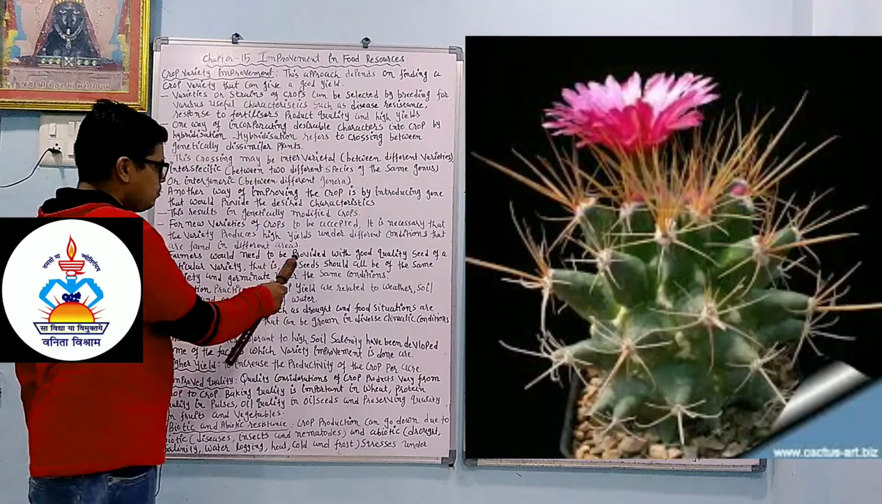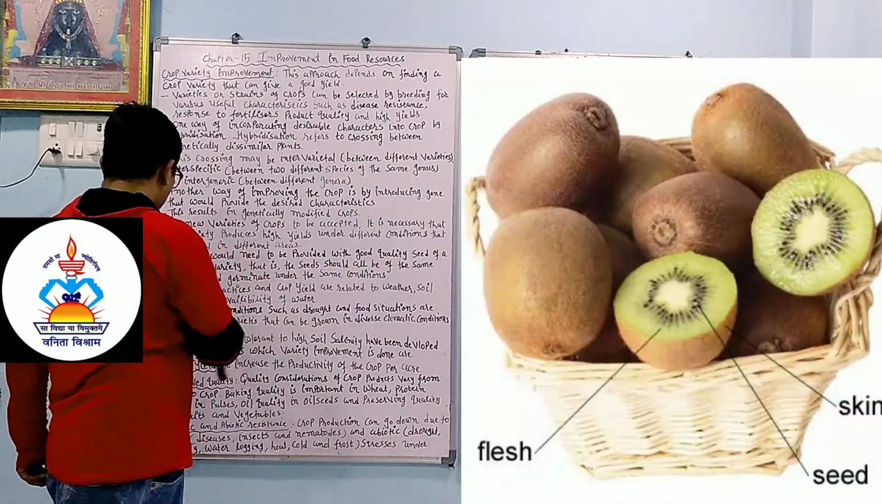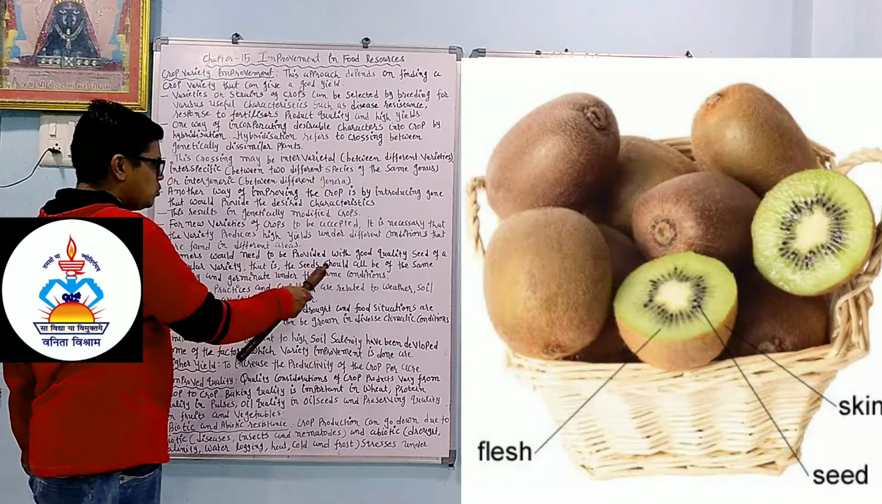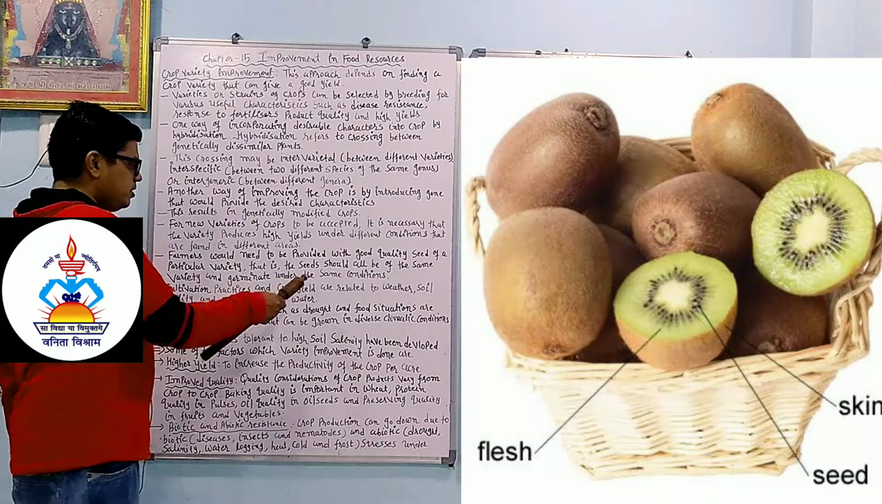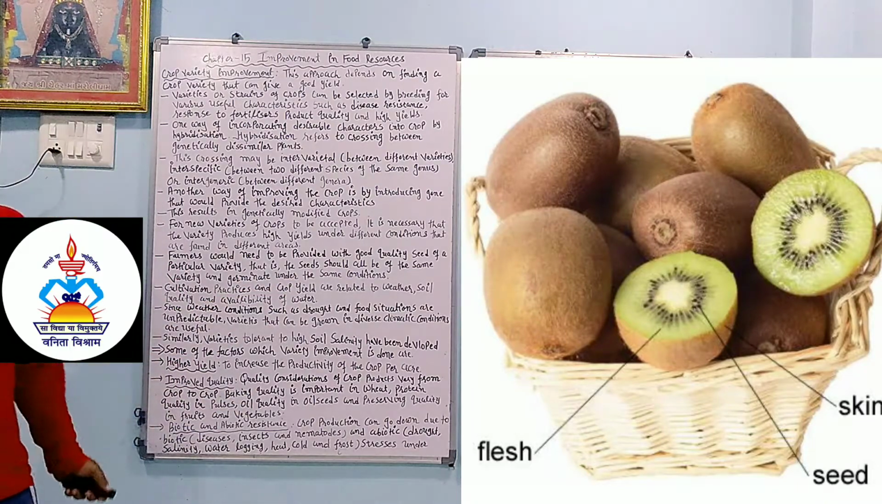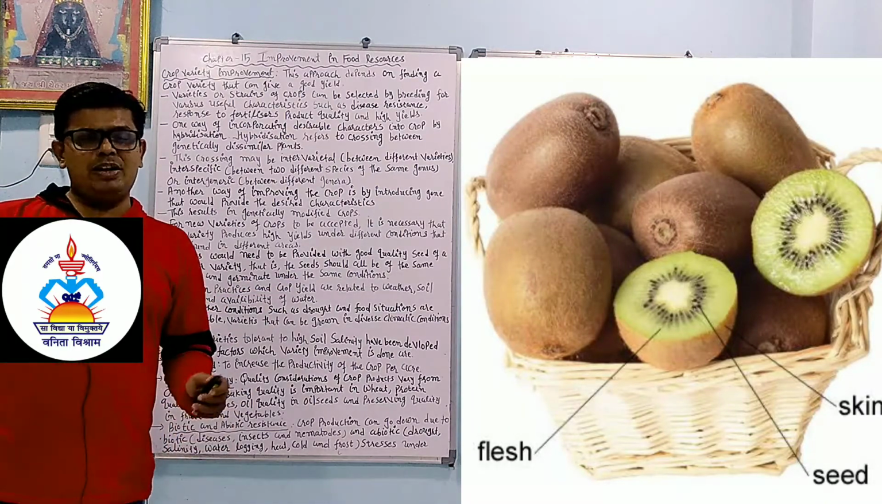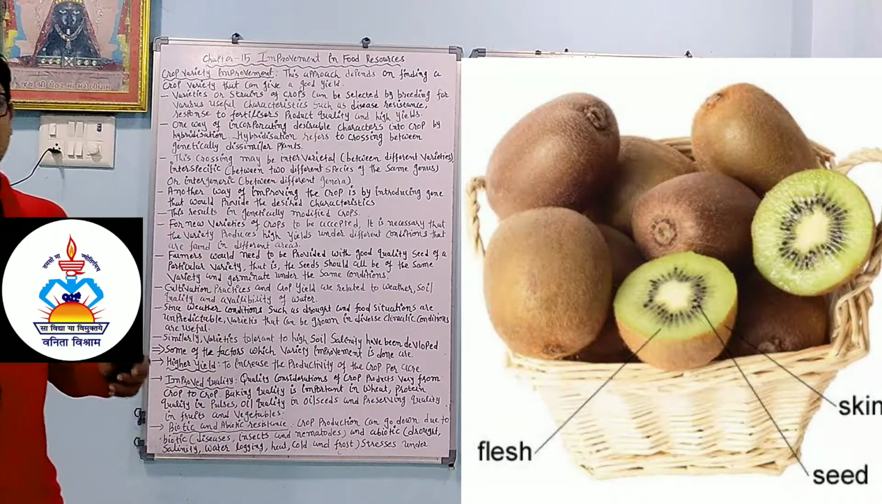Farmers would need to be provided with good quality seed of a particular variety, that is, the seeds should all be of the same variety and germinate under the same condition. So the main thing is that farmers should get a good variety of seed, and those seeds are the same and germinate in the same climatic condition.